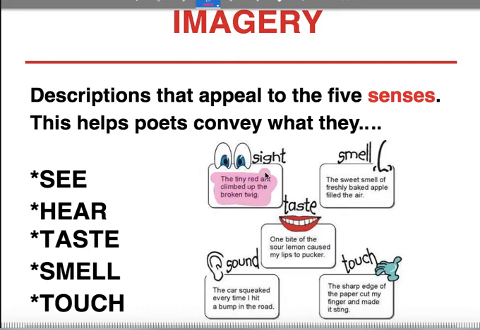Could just say the ant climbed. This gives us really what it would look like. The smell: the sweet smell of freshly baked apple filled the air. That's very different than saying, I just baked an apple pie. Taste: one bite of the sour lemon caused my lips to pucker. Could have just said, the lemon was sour, or I ate a lemon. Imagery gives a lot more description, and it allows your reader to experience what it is you're experiencing, so it makes it more meaningful.